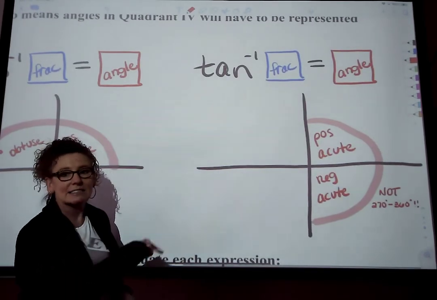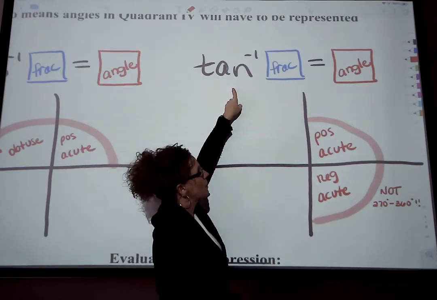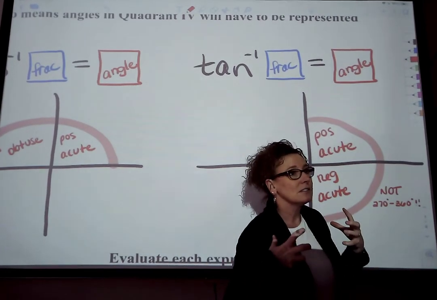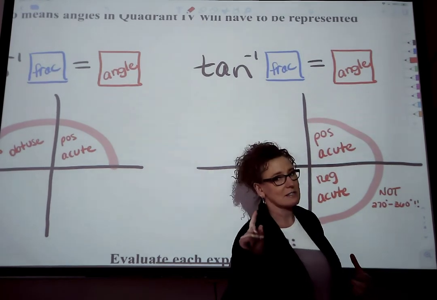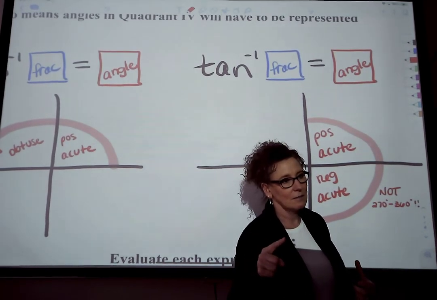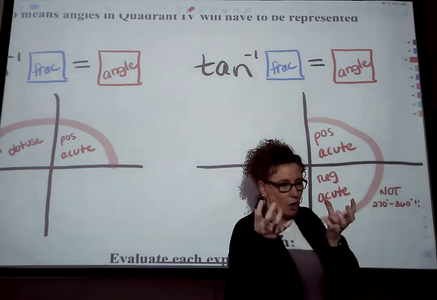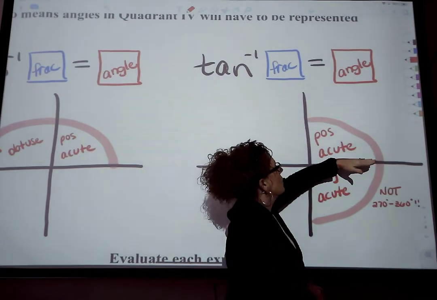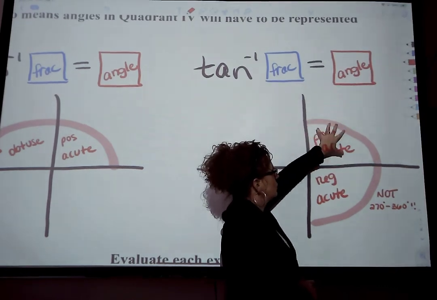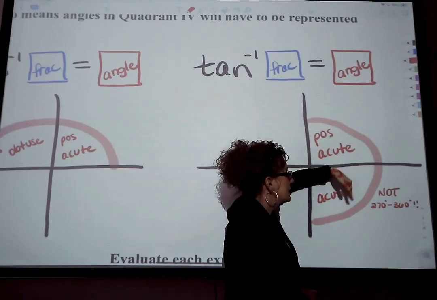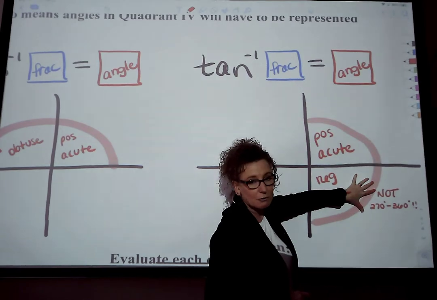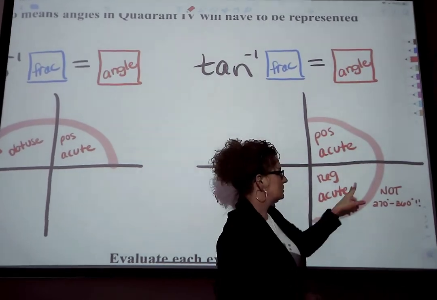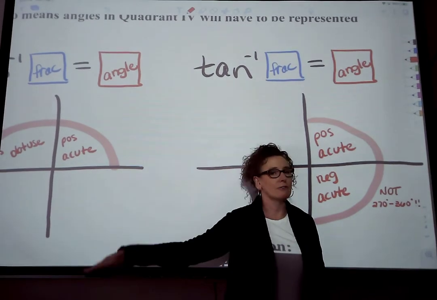Moving on. Tangent inverse. Whenever you see this type of problem, you have a limited set of angles for your answer, and it was the same as sine. Remember, we said we could put on our cone of shame, we could see that one piece of the tangent. Our answer can be a positive acute angle from quadrant 1 or a negative acute angle from quadrant 4, not something from 270 to 360. That's way out of our cone of shame.